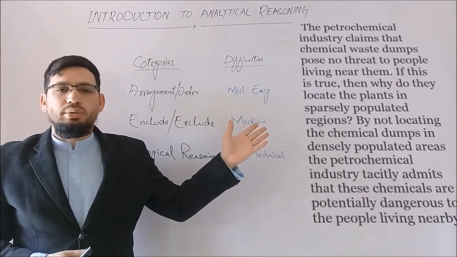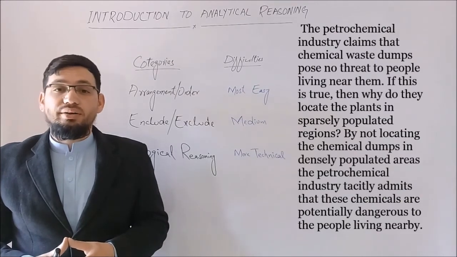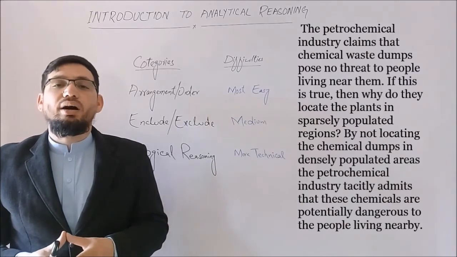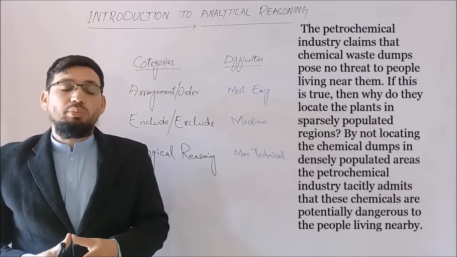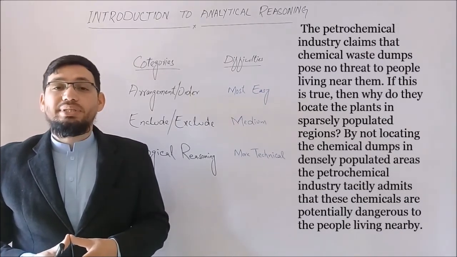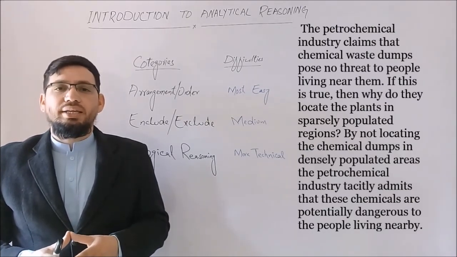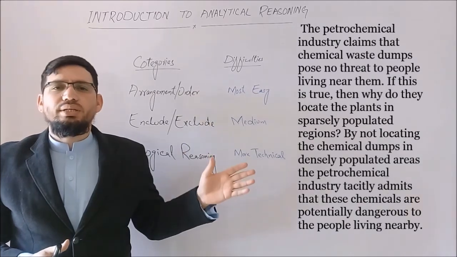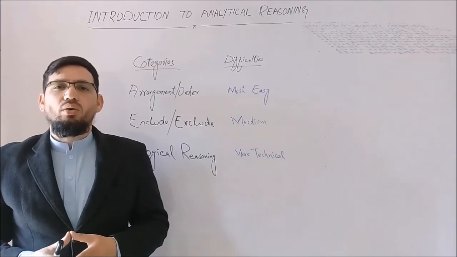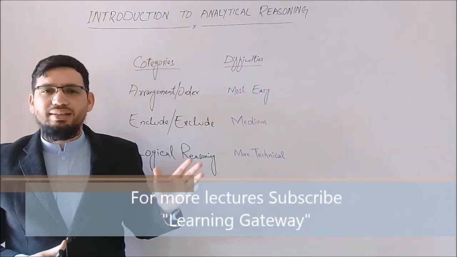Let me give you a simple example over here: petrochemical industries claim that their used drums are not dangerous for individuals. However, if this is the case, then why are they moving their drums to a non-populated area? It means they are dangerous, or the company itself is accepting that these used drums are dangerous for individuals. After giving such an argument, we are asked to strengthen or weaken it using the given options. So this was all about the last category.